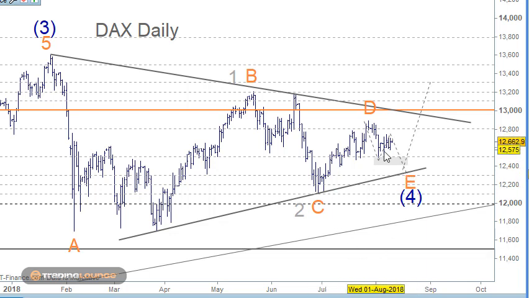This B wave here is becoming quite complex. If we look at wave A being simple, wave B being complex, and wave C down here in 5 waves will be simple.